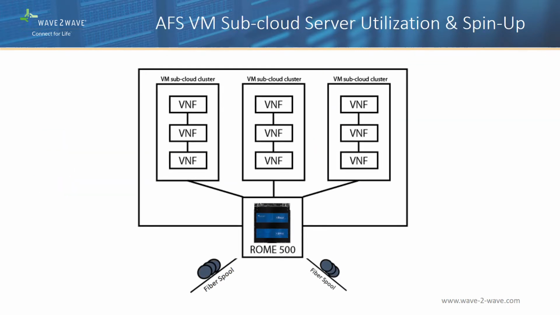Next slide, please. Another example of the need for AFS integration is facilitation of dynamic stand-up instantiation of virtual network functions such as GPON MAC I/Os, application layer functions, firewalls, caching, etc. AFS supports efficient topology reconfiguration for fiber interconnects amongst VNFs. The AFS, for example, the Wave2Wave ROME 500 product, enables the flexibility in provisioning to support the required reliability requirements regardless of sub-cloud cluster equipment design.